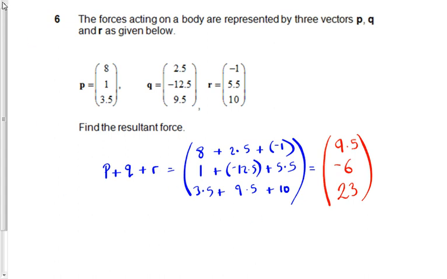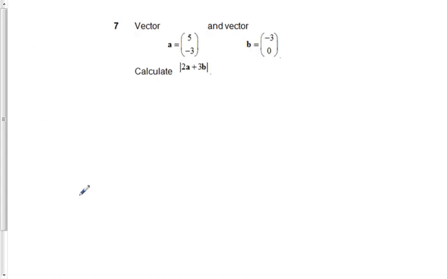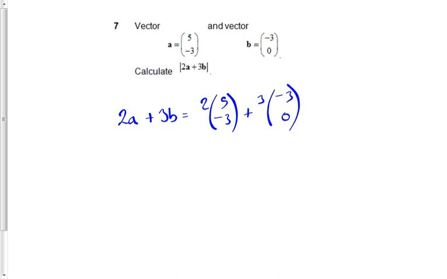And finally, question 7. The vector A is (5, -3), and the vector B is (-3, 0). Calculate the magnitude of 2A plus 3B. Well, to start with, we're going to work out what 2A plus 3B is. So 2A plus 3B is going to be equal to 2 times (5, -3) plus 3 times (-3, 0), which gives us (10, -6) plus (-9, 0), giving us that 2A plus 3B is equal to the vector (1, -6).